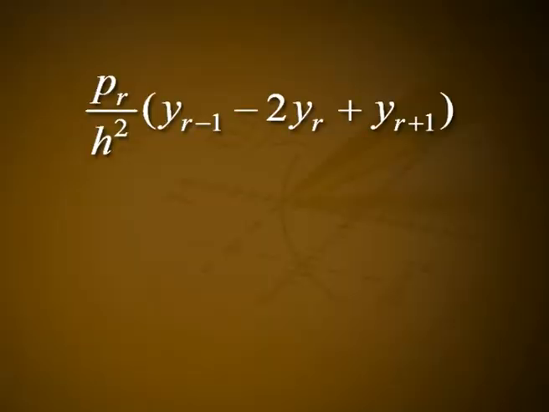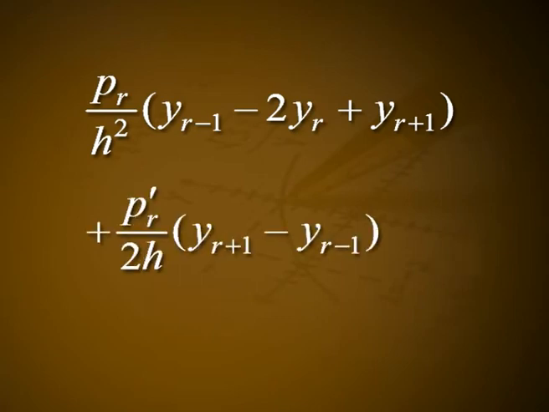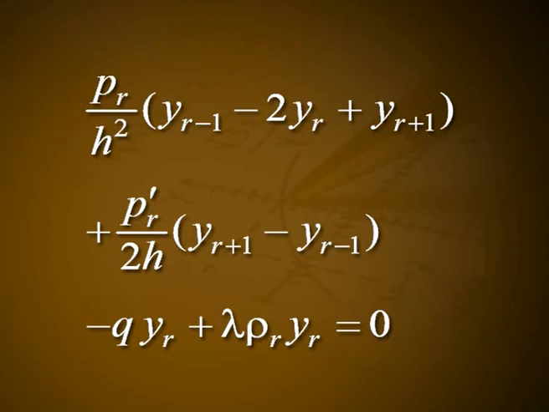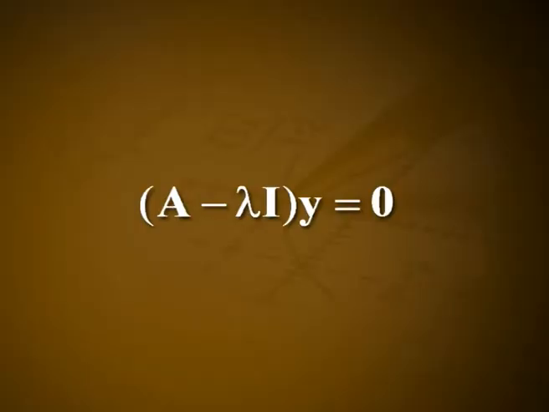If the interval between a and b is divided into equal parts and the derivatives are approximated by difference expressions, we obtain p_r/h² (y_{r-1} - 2y_r + y_{r+1}) + p_r'/2h (y_{r+1} - y_{r-1}) - q y_r + λ ρ_r y_r = 0. This can be written in the form (A - λI) y = 0, where A is a band matrix and y is a column vector. A non-trivial solution exists if determinant of (A - λI) equal to 0, and hence the eigenvalue problem discussed now can be transformed into an algebraic eigenvalue problem.